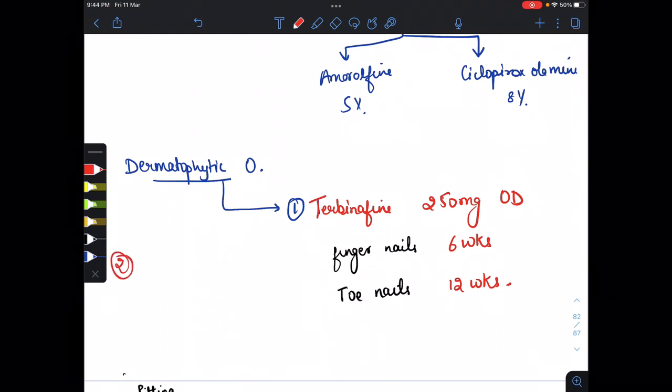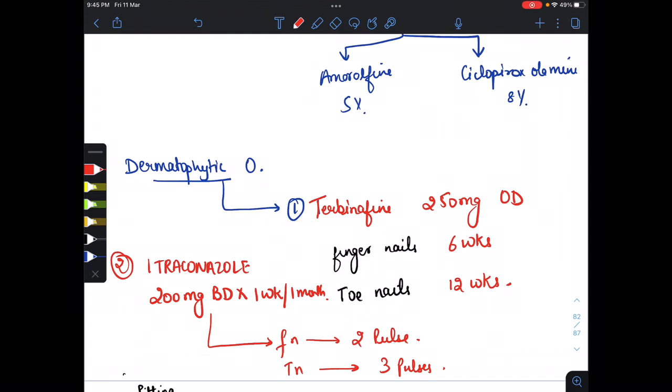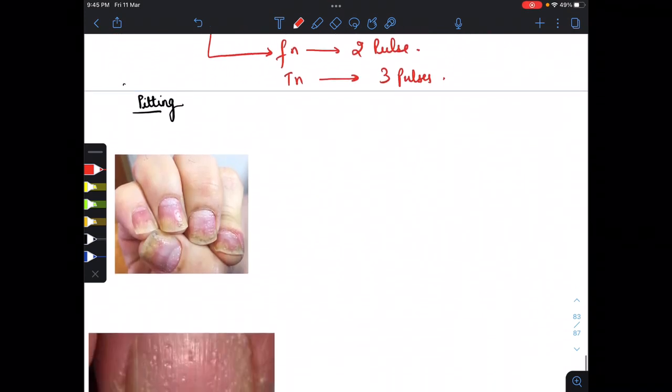While the other drug, that is itraconazole, is an antifungal drug. Itraconazole is 200 milligram BD for 1 week in a month. If it is present in the fingernails, then we have to give 2 pulses, and if it is present in the toenails, then we have to give 3 pulses. So this is the treatment of dermatophytic onychomycosis.